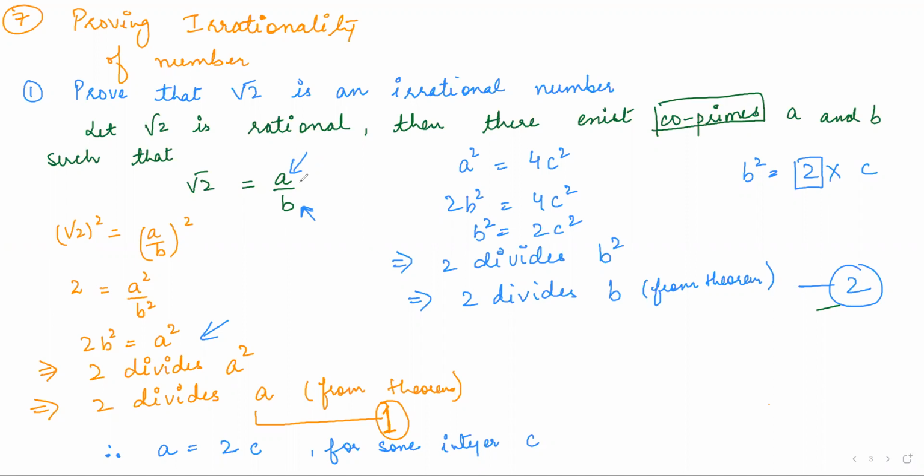Yes, but that is a contradiction because we have assumed them to be co-primes. The definition of co-prime is that there is no common factor between them. And here we are getting a common factor between them, which is 2. Understood? So that is the contradiction. So here you will write that from result 1 and 2, we can say that 2 is a common factor of A and B.